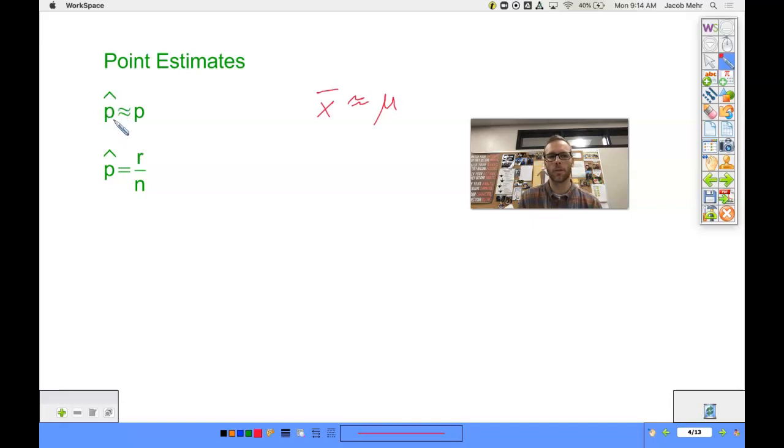It's like p, the letter p, is wearing a hat. Okay, p hat is our point estimate for p. So how do we calculate p hat? Well, we take the number of successes out of the number of trials.